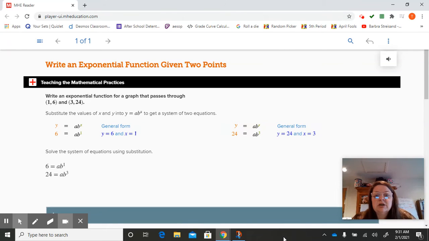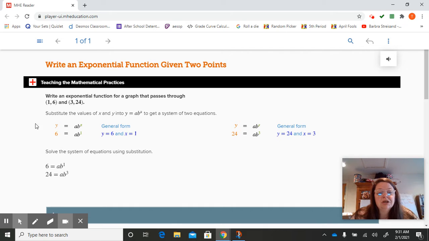When you're writing an exponential function and you're given 2 points, you're going to use the standard formula y equals a times b to the x power, and you're going to make a system of equations, much like we did in our module where we did systems of equations. So here we are, we're given the points (1, 6) and (3, 24).